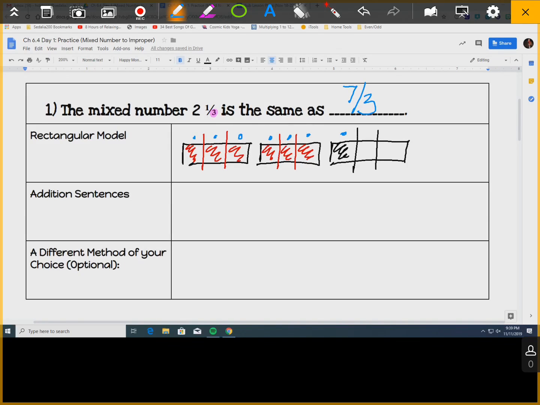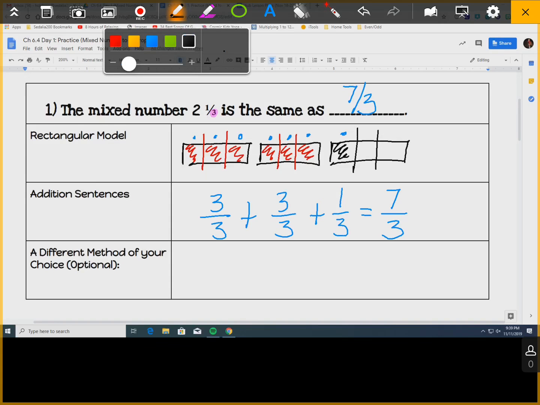This can also be represented in an addition sentence. I have 2 wholes that are made out of thirds. So that's 3/3 and another 3/3. Then I have 1/3 more. That gives me a total of 7/3.